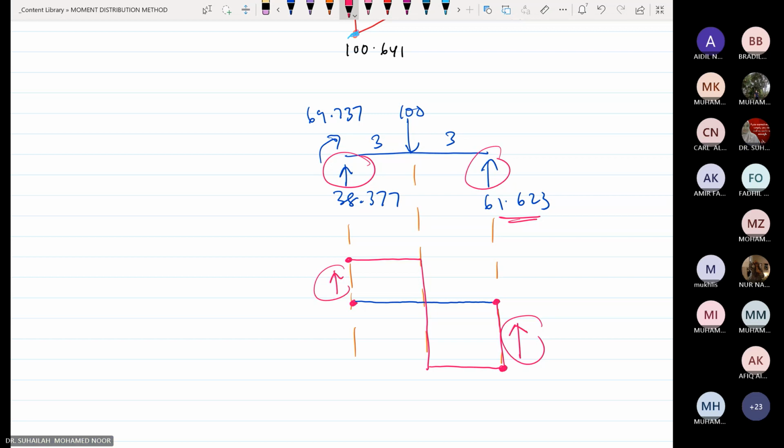Shear force. Okay. So ni dia punya N. So ni dia punya positif. Okay, ni negatif. Okay, this is shear force diagram.